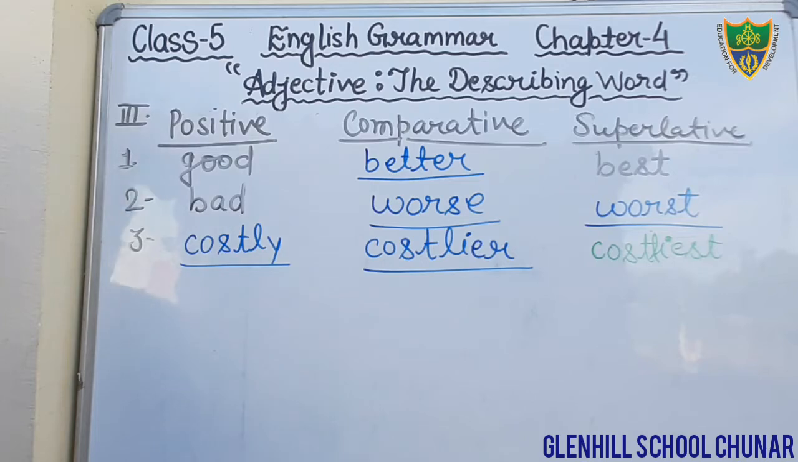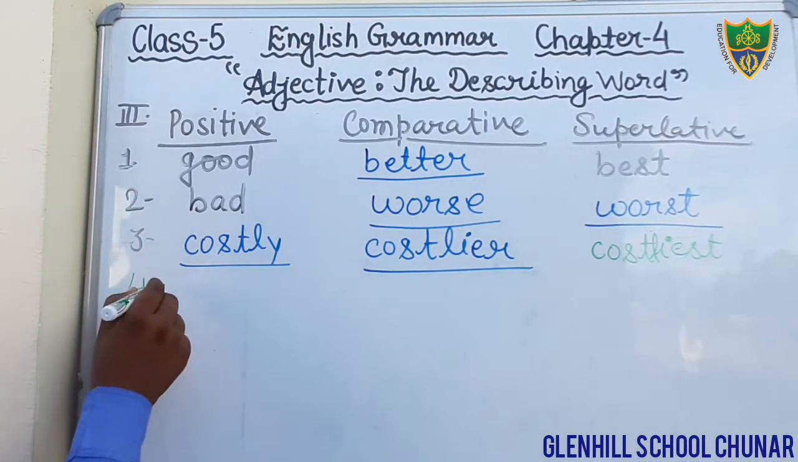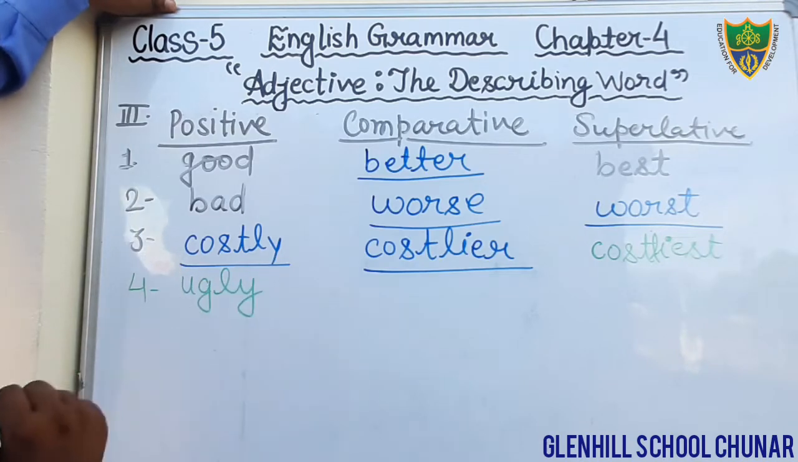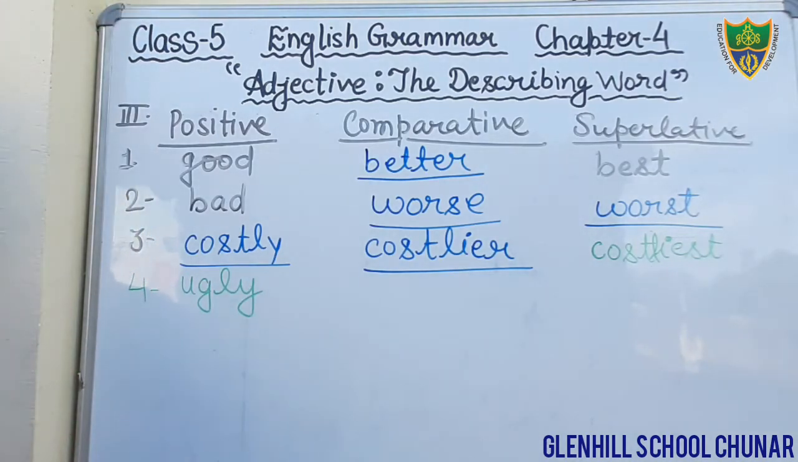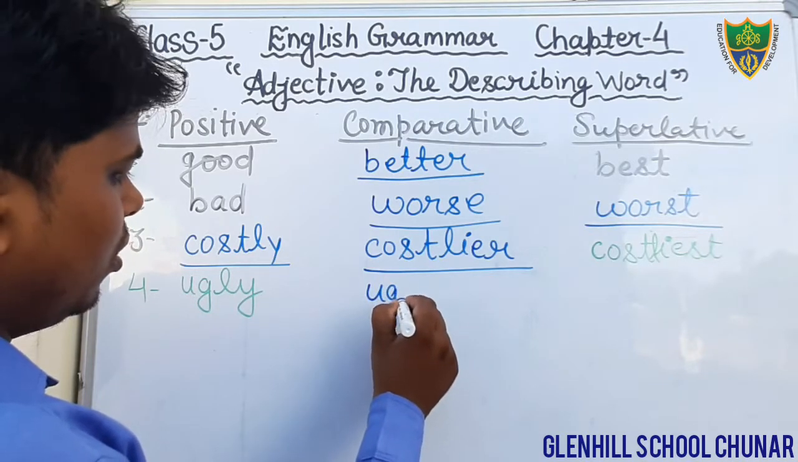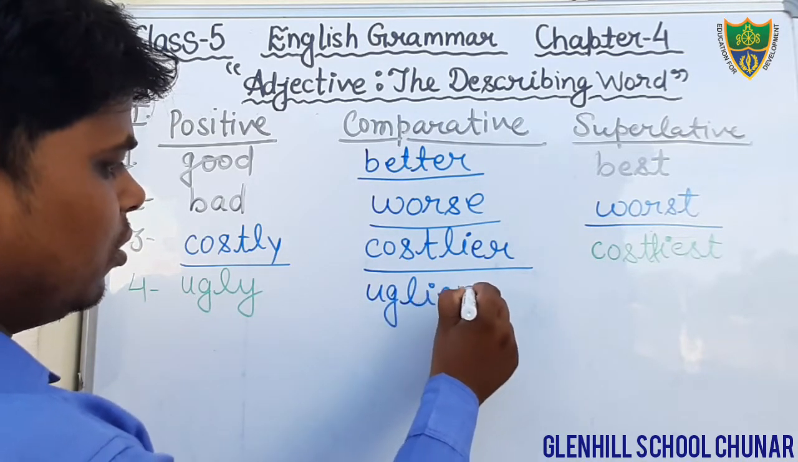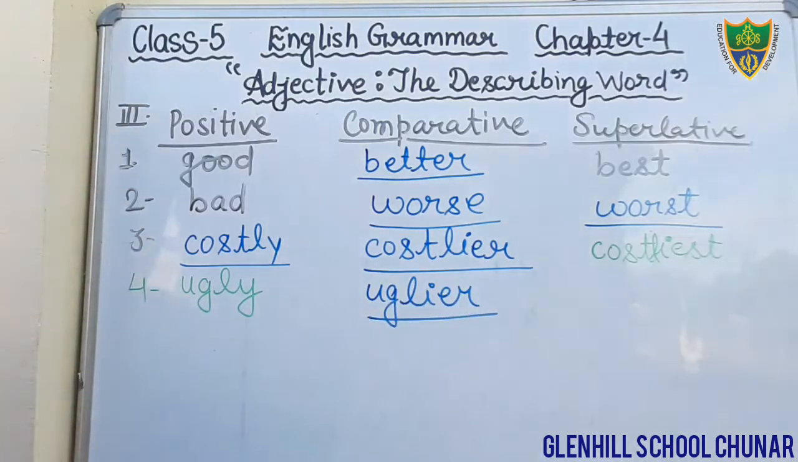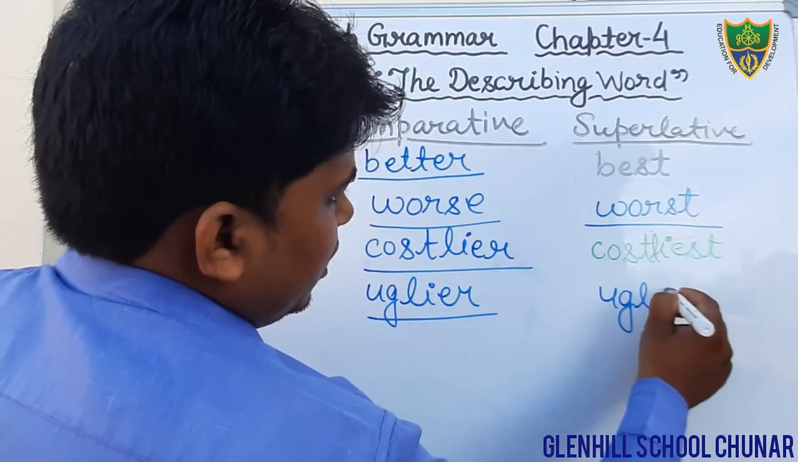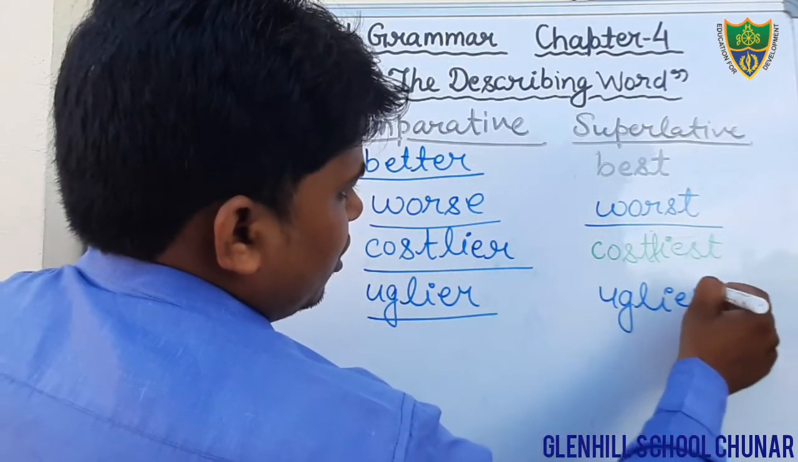The word ugly is already given. Okay. Here we have to fill the comparative and superlative form. So what would be the comparative? Uglier. Okay, just fill the word uglier. Uglier. Ugliest. Ugliest.